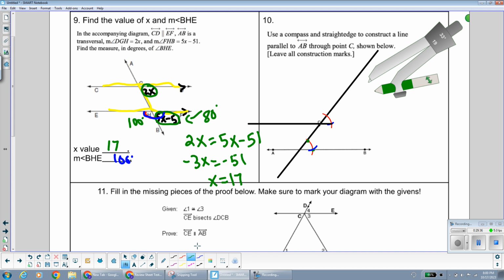That is so much easier to do on paper. But as you can see, my lines are parallel, and they're parallel because we've created these congruent corresponding angles with our construction.